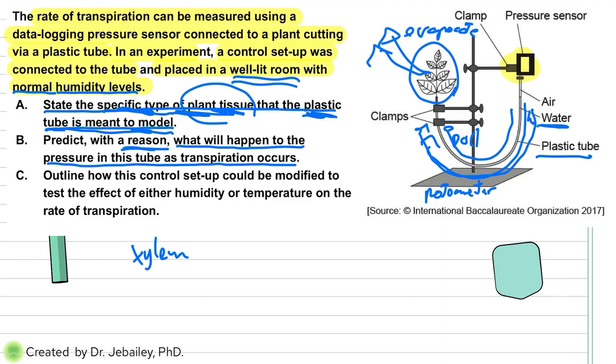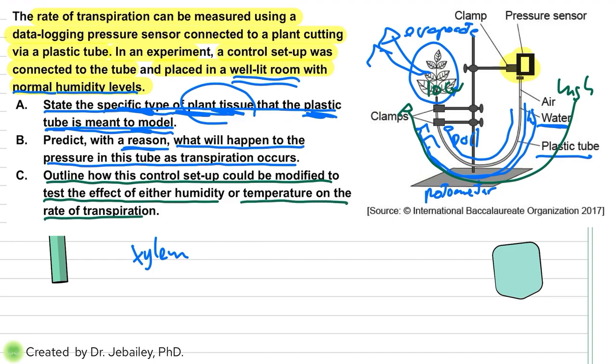So this side here, let me put another color. Eventually here we have a low pressure, and here a high pressure, and the water will go from high to low and keep moving in that direction. And C, outline how this control setup could be modified to test the effect of either humidity or temperature on the rate of transpiration. One more time, the question: outline how this control setup could be modified to test the effect of either humidity or temperature.